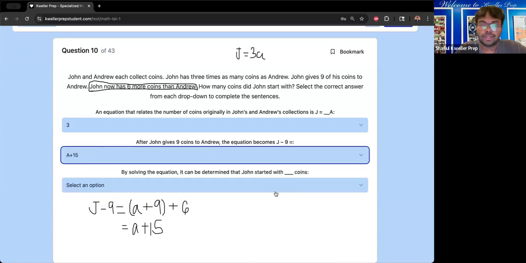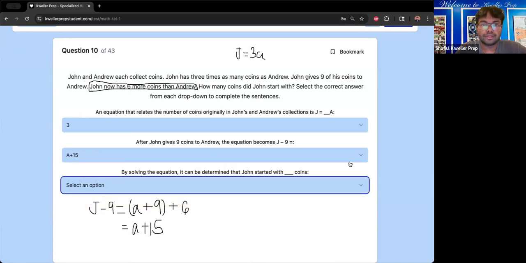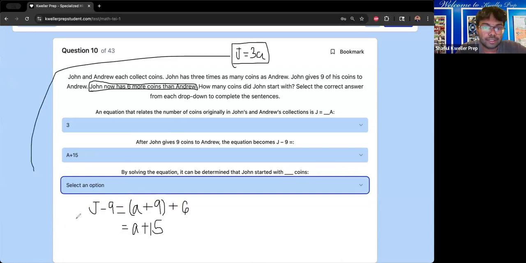Solving the equation, it can be determined that John started with, well, now that we know that j minus 9 equals a plus 15, and we know that j is equal to 3a, we can just plug this into here. And we solve for a. So 2a is equal to 15 plus 9, which is 24. A is equal to 12, but that's not where we stop.